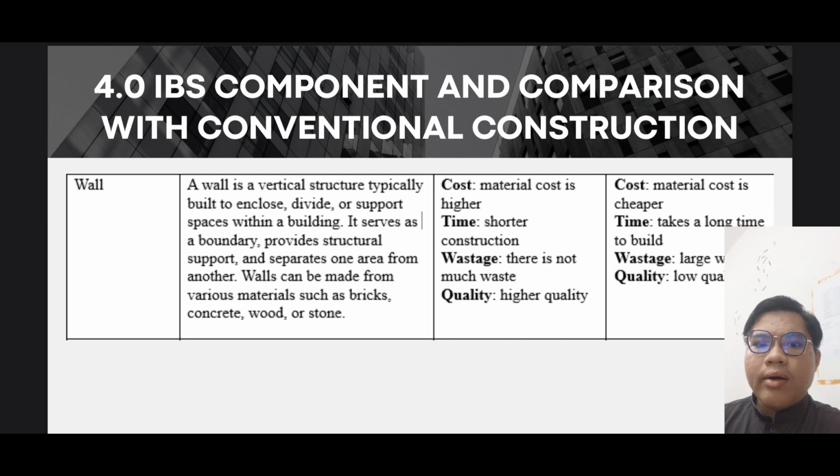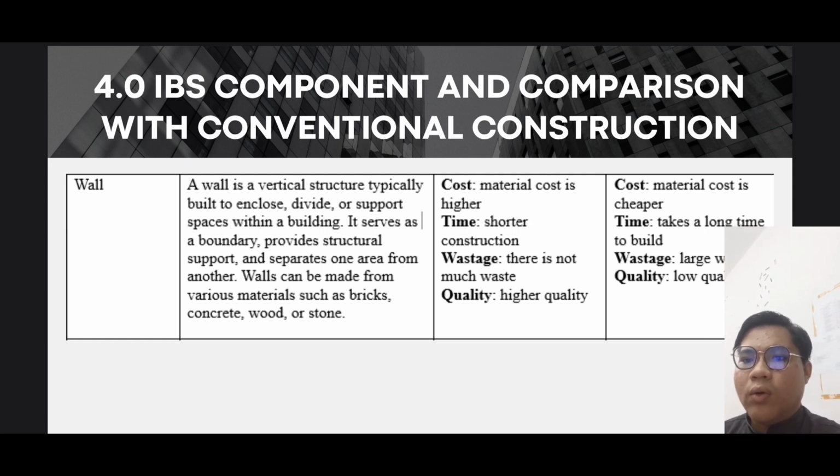Alright, now allow me to explain IBS components and comparison with conventional construction in respect of wall. A wall is a vertical structure typically built to enclose, divide or support spaces within a building. It serves as a boundary, provides structural support and separates one area from another. Walls can be made from various materials such as brick, concrete, wood, or stone.